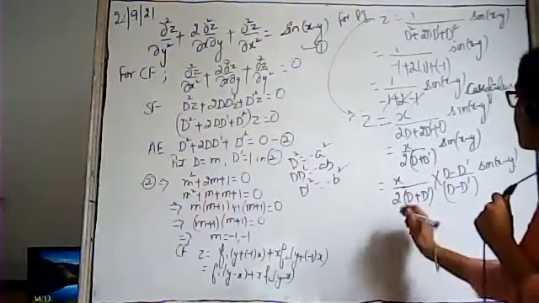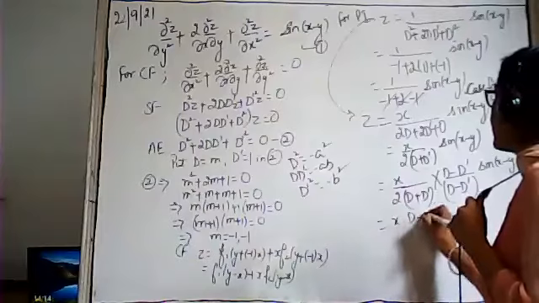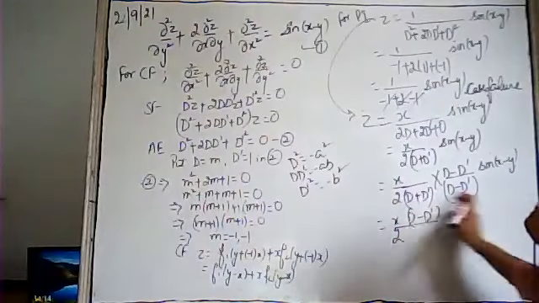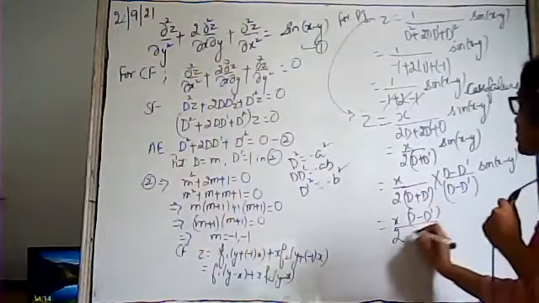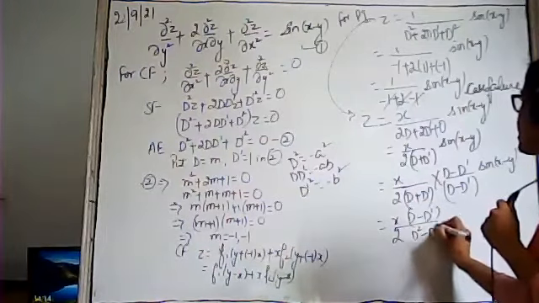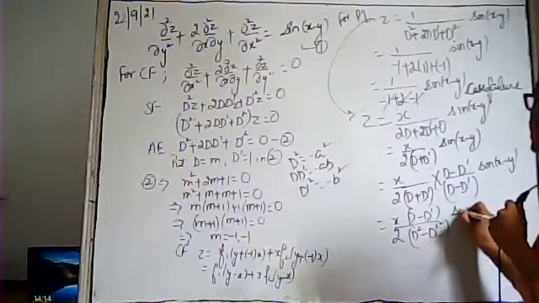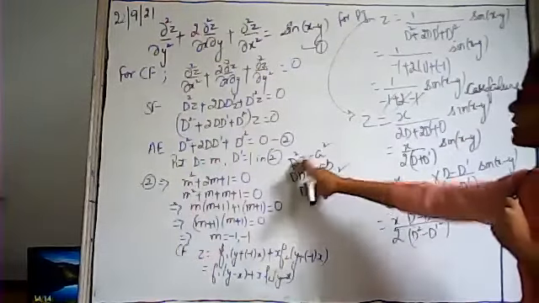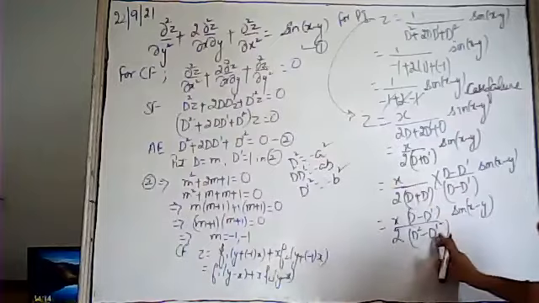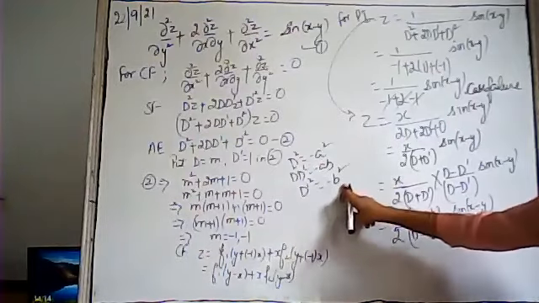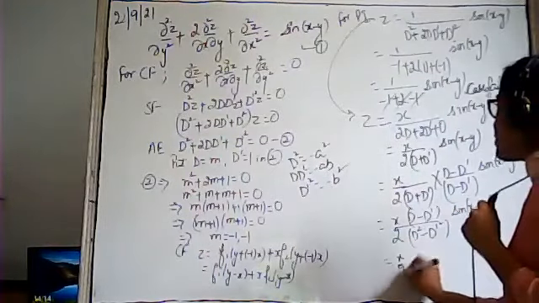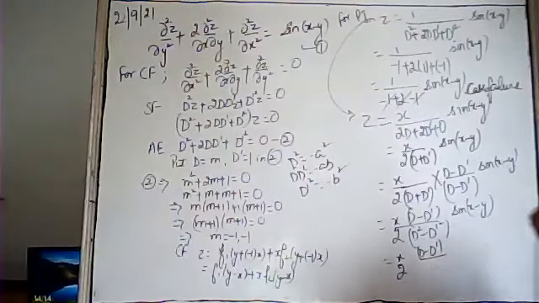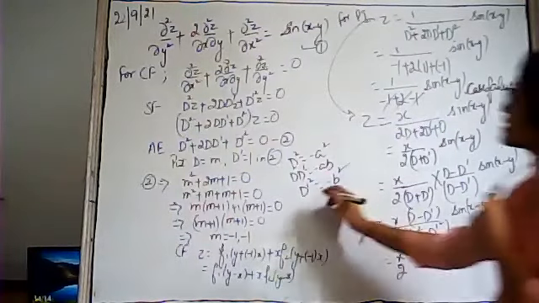It will be x into d minus d dash divided by 2 times d plus d dash into d minus d dash. Multiply these two terms, you will get d square minus d dash square into sine of x minus y. Again, in the place of d square, we have to substitute minus a square, and in the place of d dash square, we have to substitute minus b square. It will be, in the numerator, d minus d dash will remain as it is. In the denominator, see the value of d square.